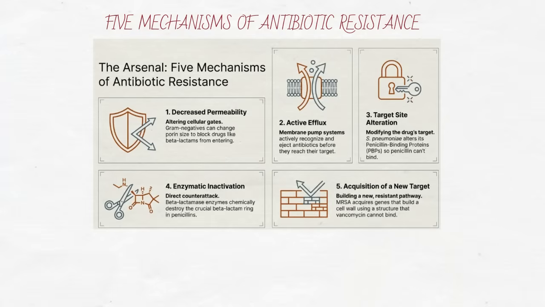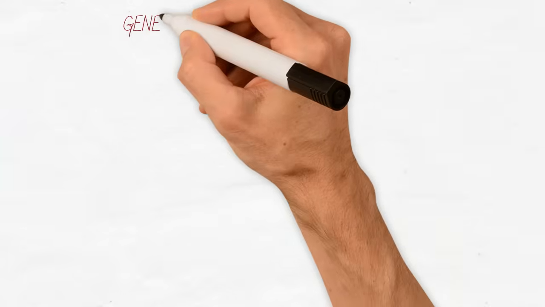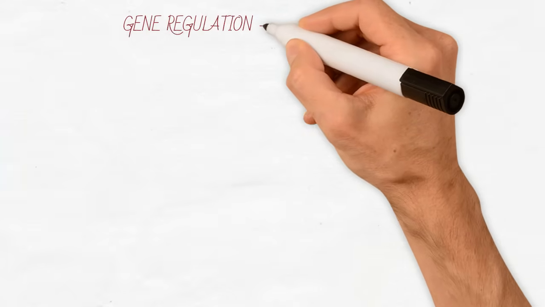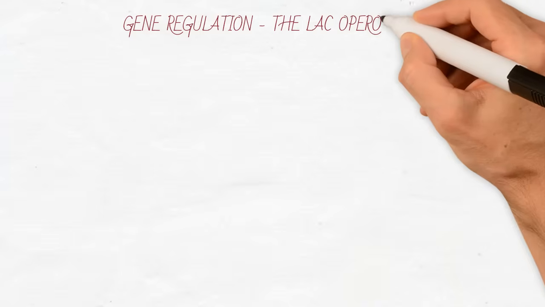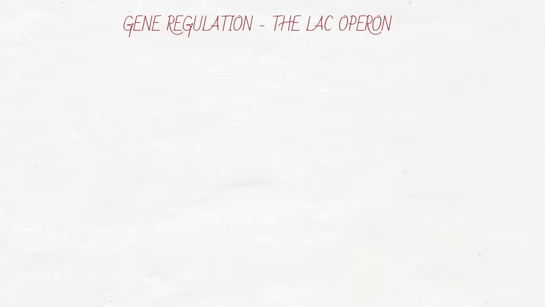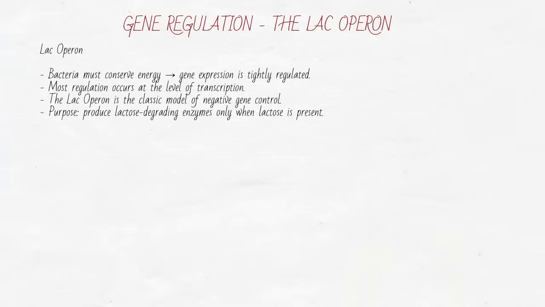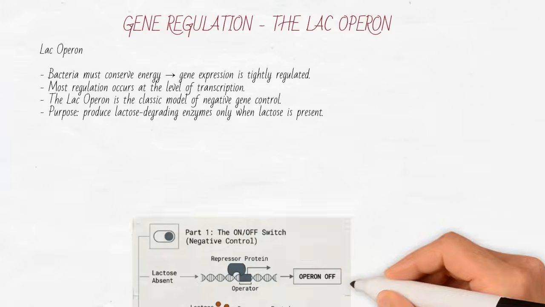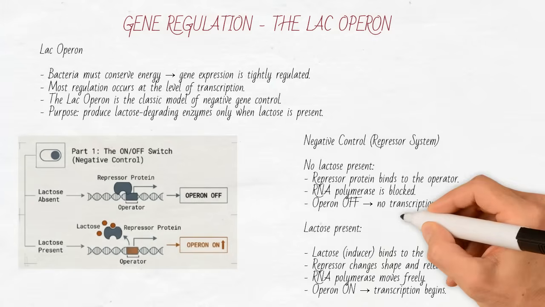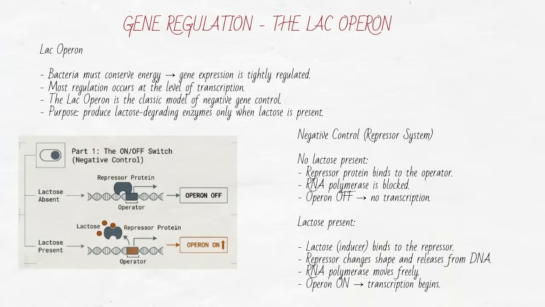It's pure evolutionary chess. But all this resourcefulness, making toxins, building pumps, must require a massive amount of energy. Bacteria can't afford to be wasteful, which brings us to their sophisticated switchboard, gene regulation. Most of this happens by controlling transcription. The classic blueprint for this is the lac operon, which demonstrates negative control. The problem to solve is simple. You only want the genes to break down lactose when lactose is actually around. It's a cost-benefit analysis. When lactose is absent, the cell doesn't want to waste resources. A repressor protein binds to a spot on the DNA called the operator site and physically blocks RNA polymerase.